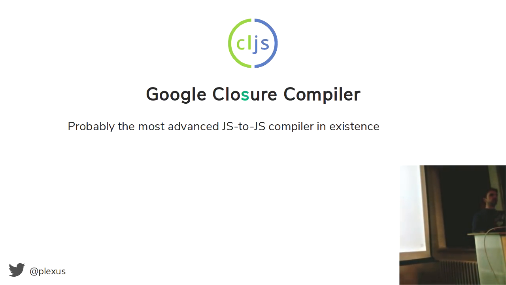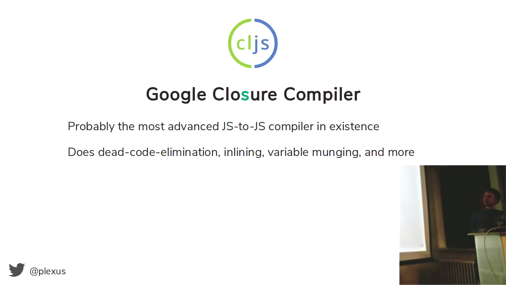It's not super well known or widely adopted outside of Google because it is quite picky about what you feed it. It has its own module syntax. Nowadays it can also consume ES6 and CommonJS modules, but for the longest time it had its own funky module system. But ClojureScript is fine with that because it can just output what it needs. And so it does dead code elimination, also known as tree shaking. It inlines stuff. It renames variables and function names to make it smaller. It does all kinds of fancy stuff.